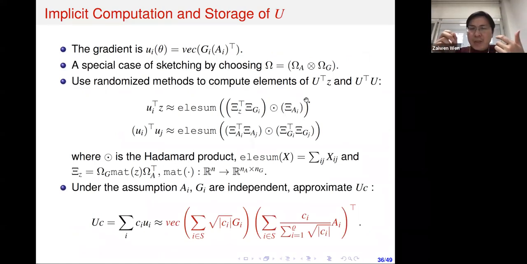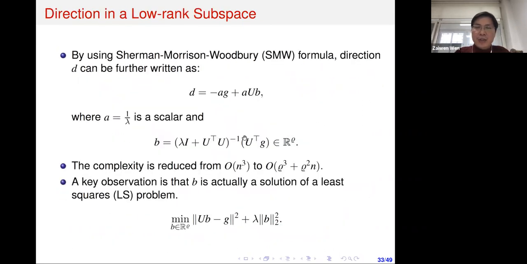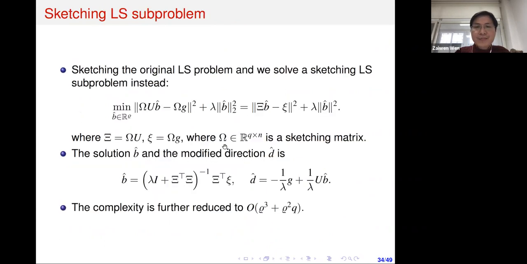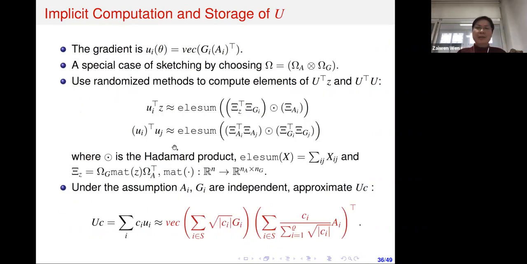We have to compute three things: U times U, U times G, and this is Z. Those three things, the first two are relatively simple and can be done by sketching. We have a closed form solution where you only have to do sketching on small matrices, and then you can compute it quite easily.